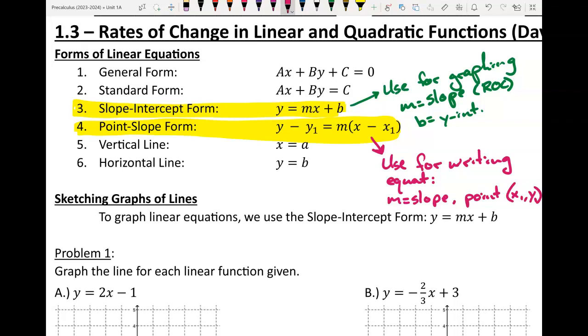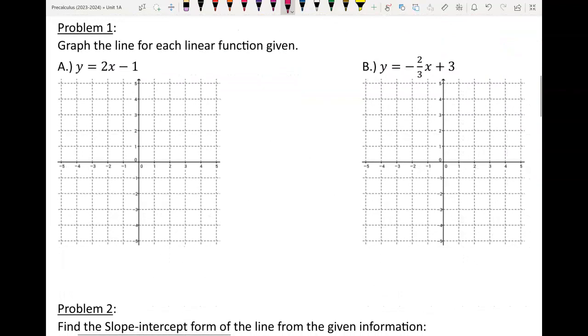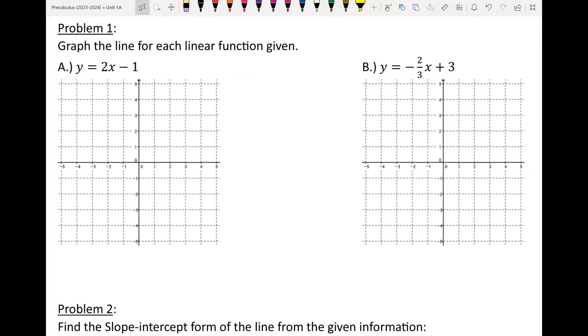Sketching graphs of linear functions. We use our slope-intercept form. That should be familiar, so I want you guys to go ahead, take a couple minutes, get your graphs for each of those down in your notes. Sketch out, use your slope-intercept form, and what does our graph look like?